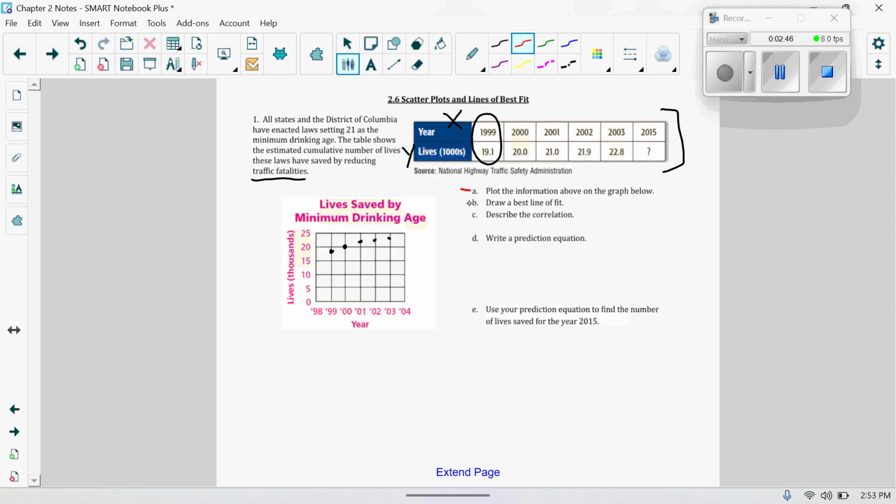Next, we need to draw in a line of best fit, which means we need to draw a linear line that gets really close to all of these points. So we're just doing our best. I'm going to say something like that looks good to me.